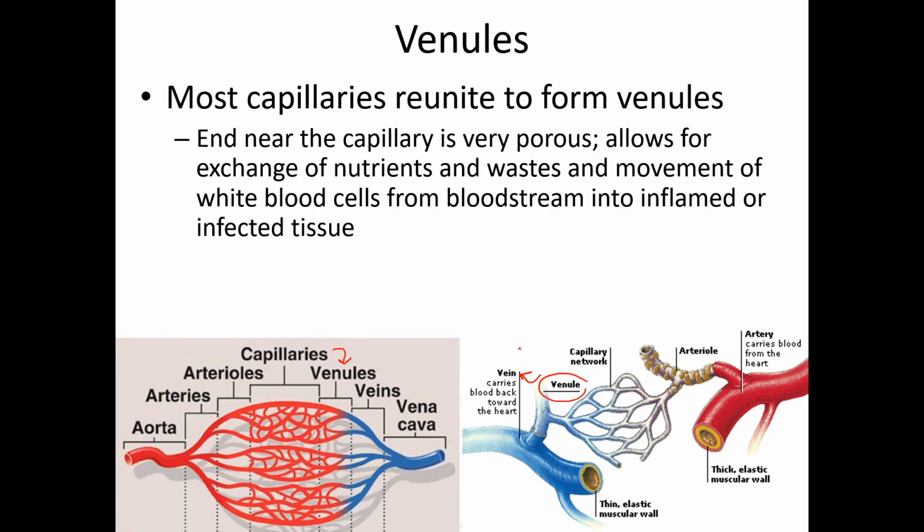And this end that's closest to the capillaries is also fairly porous. So this is the only other spot where you have some diffusion or exchange of nutrients, wastes, the movement of red blood cells to get out of the bloodstream to help fight off infection. This can occur in that initial part of venules as well. But once they start moving more towards the veins, they're no longer porous. They get thicker, and that exchange can no longer occur.